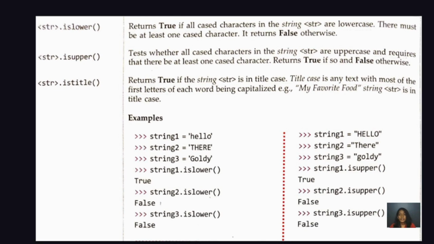istitle returns true if the string is in title case. Title case is any text with most of the first letters of each word being capitalized. That is, in My Favorite Food, the capital letters are M, F, and F again. So this is what istitle does.